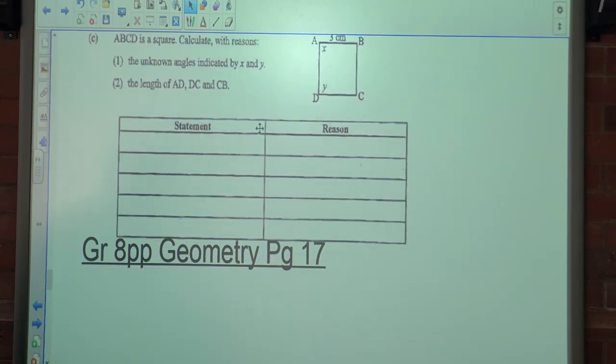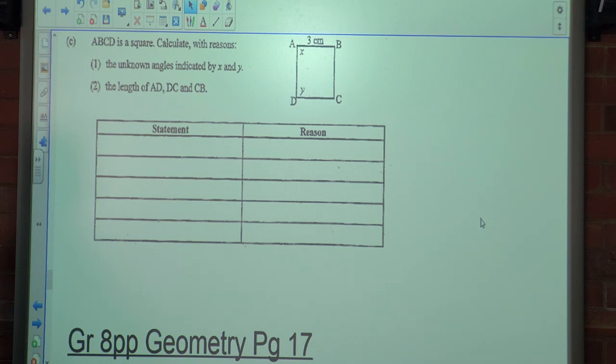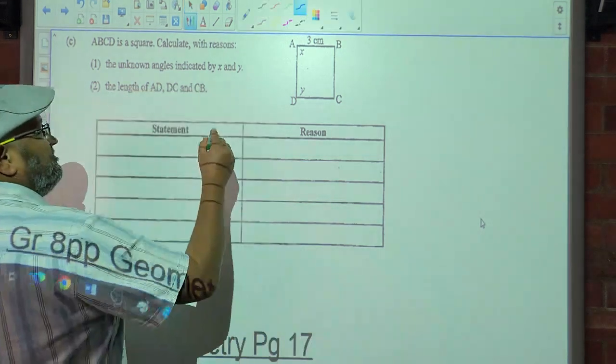See? People, ABCD is a square. Therefore, 3 properties of a square. What are the properties? All sides are equal, yes? All vertex angles are 90 degrees, yes? One more. Opposite sides are parallel. 2 pairs of opposite sides are parallel. Not all sides parallel. Okay? So what do we say?